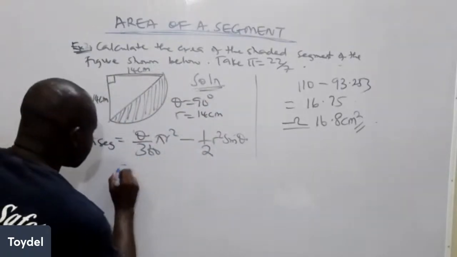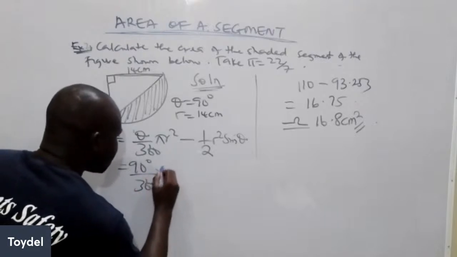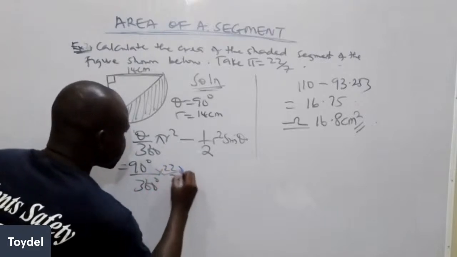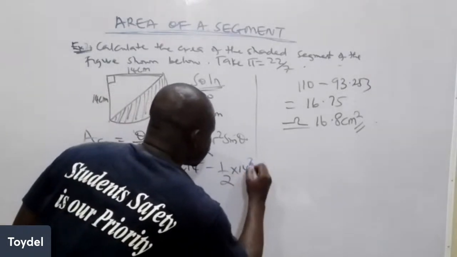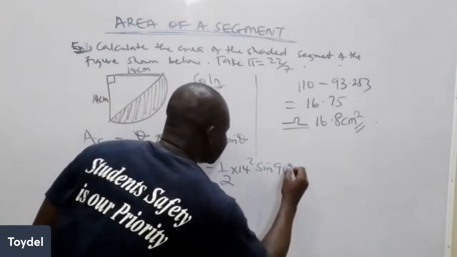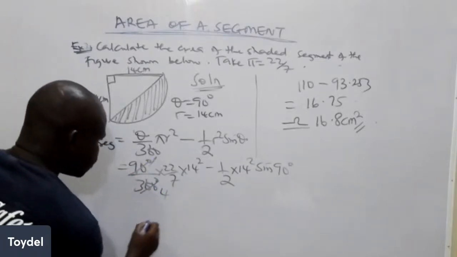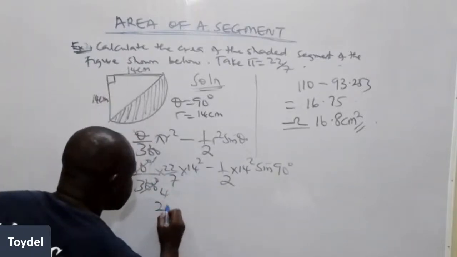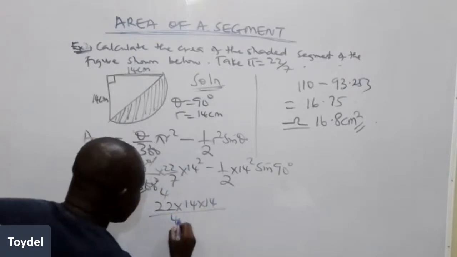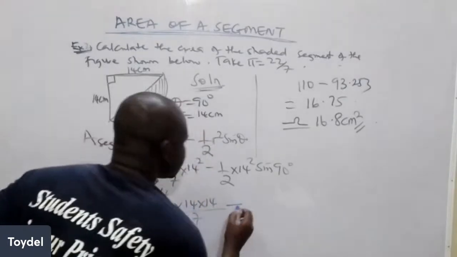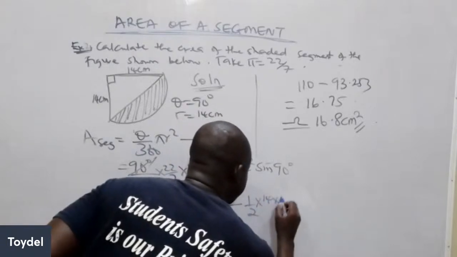That will now be equal to 90 degrees all over 360 multiplied by 22 all over 7 multiplied by 14 squared, minus half multiplied by 14 squared sine 90 degrees. That's what we are going to have. 90 here 1, 90 here 4. So at the end of the day, we have 22 times 14 times 14 divided by 4 times 7, minus half times 14 times 14.